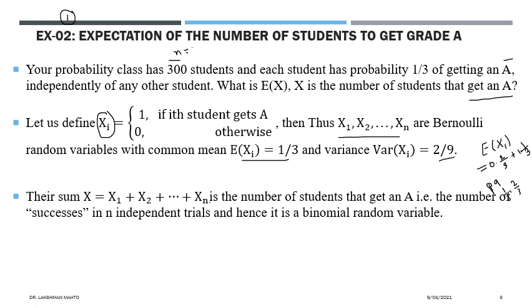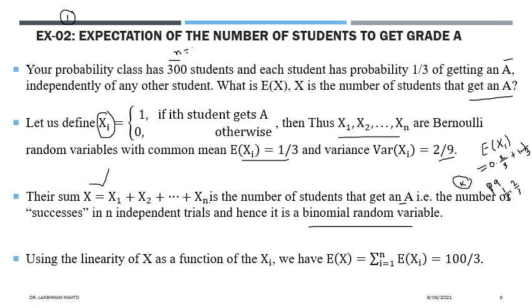So what kind of nature will x have? X will talk about the number of students that get grade A, and we can further say that x contains the number of successes in n trials. What would be that number of successes? It would be less than or equal to n, and hence we can say that x is a binomial random variable. It is talking about k successes out of n trials.